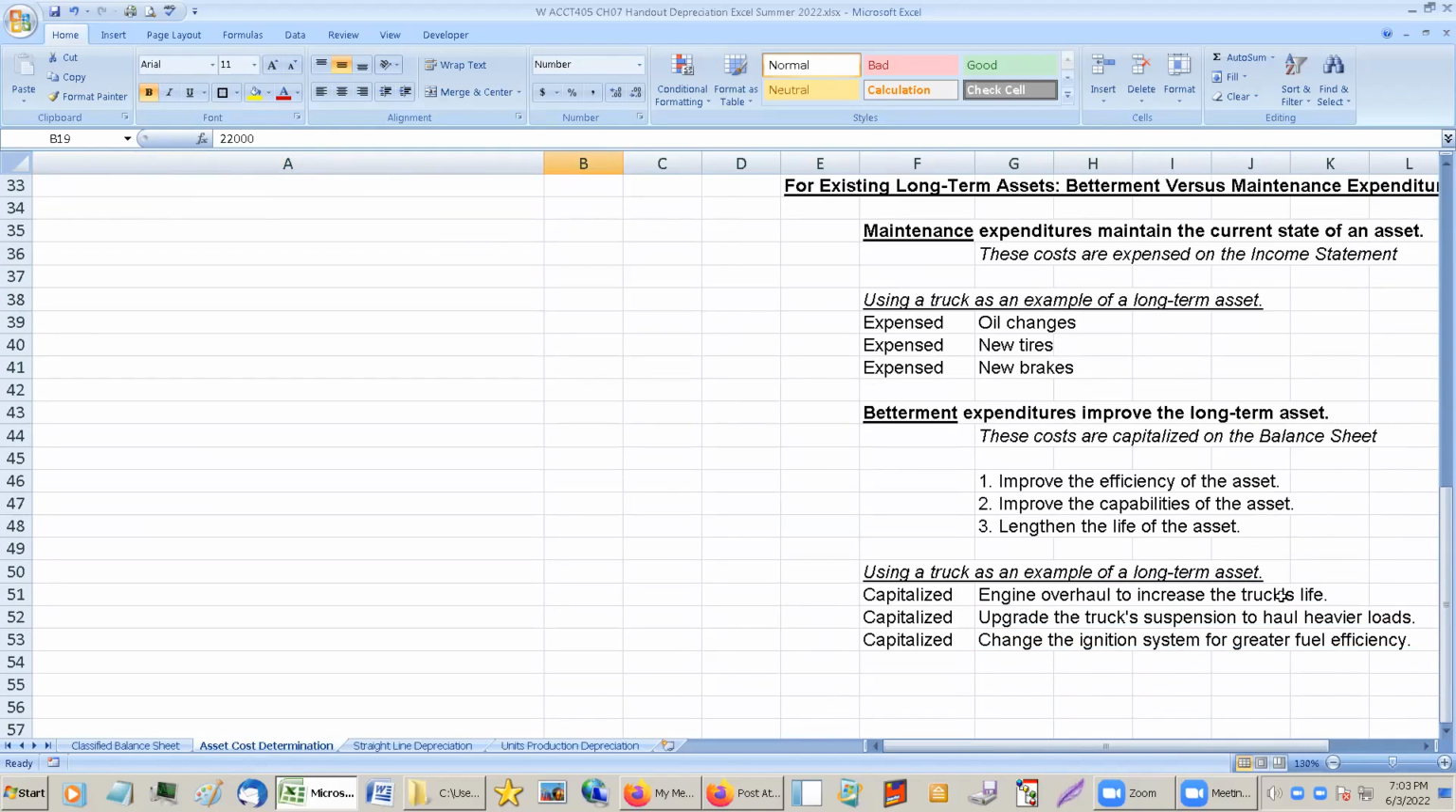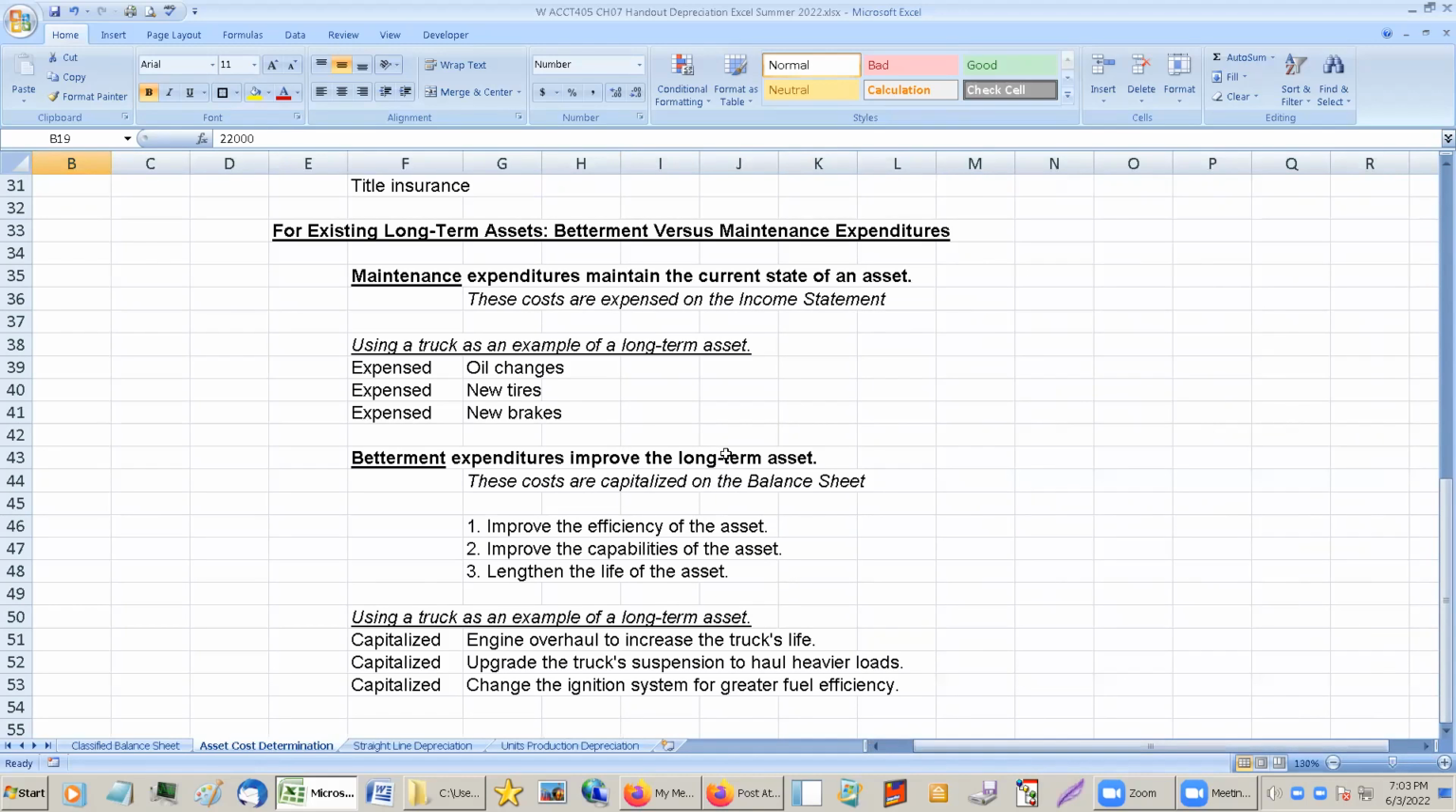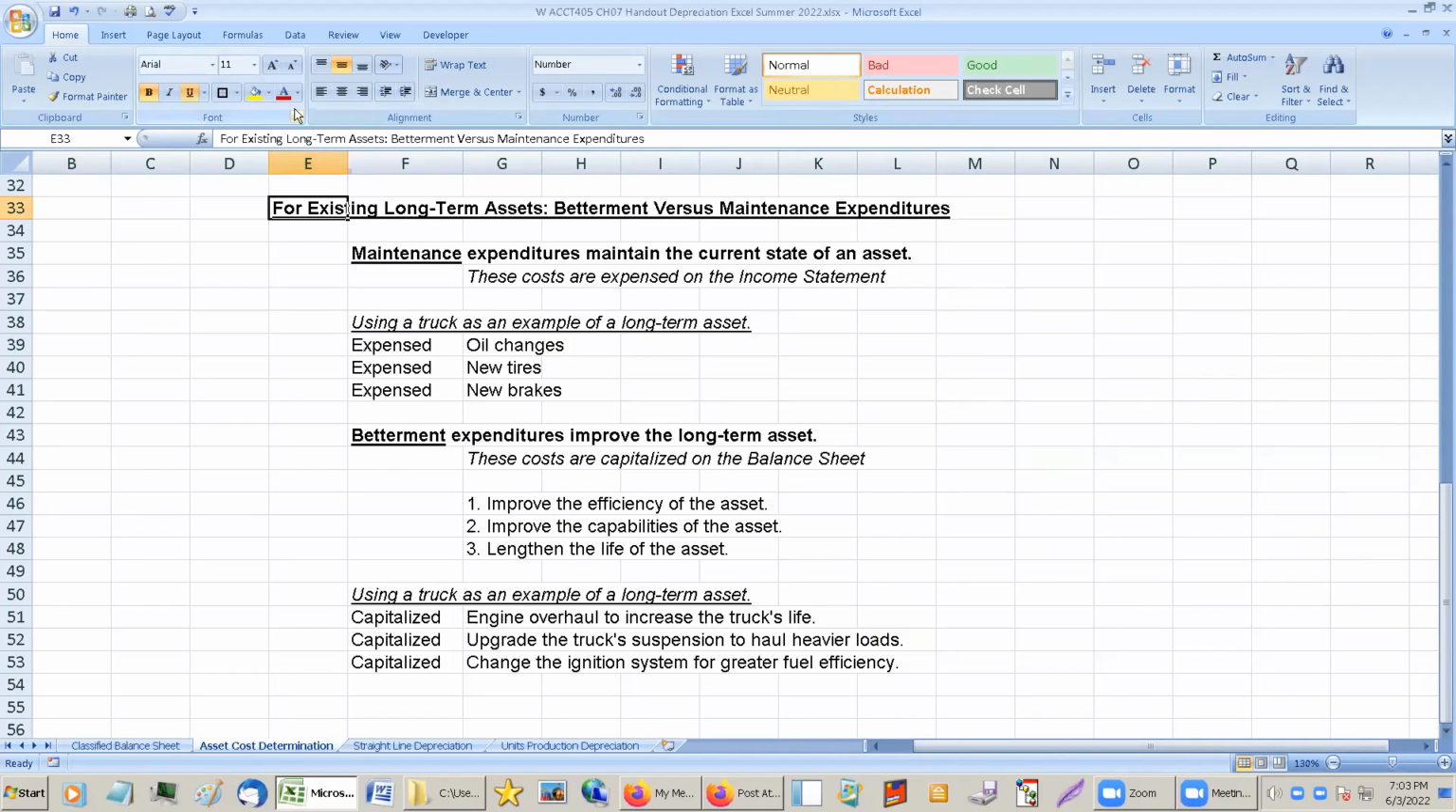Okay, there's also, what about existing? For existing long-term assets, betterment versus maintenance costs. Betterment means you're improving it in some way. So if you improve it, you capitalize those costs, just like we capitalize the lawyer fees and all that kind of stuff. You just put it right into the cost of it if it's an improvement, if it's a betterment.